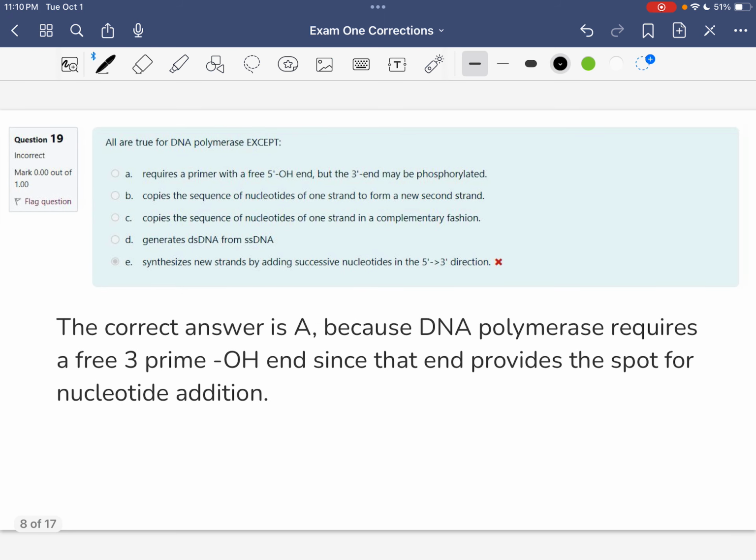Number 19, I looked at that and was getting confused with the sequencing, but it should be that this is a free 3' OH and 5' phosphorylated group. So the correct answer is A.